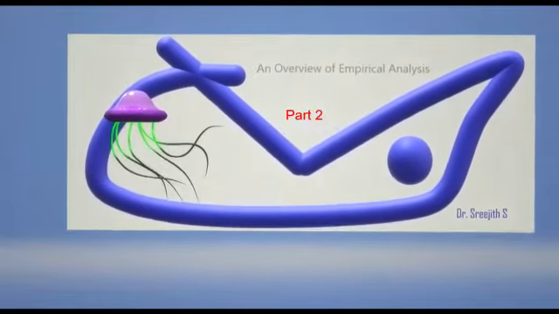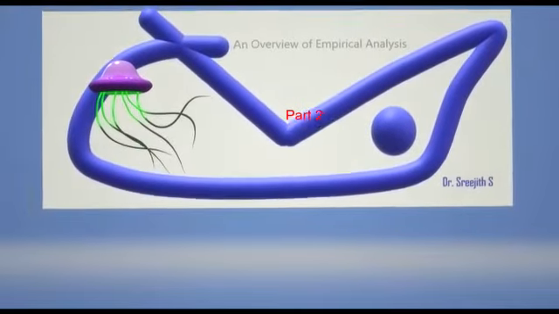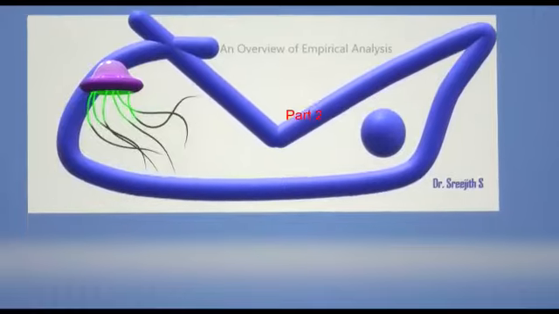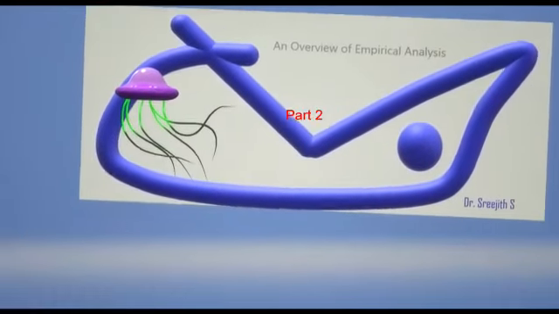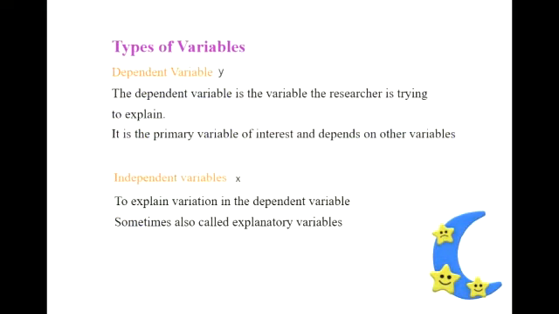Types of variables. In empirical research, we distinguish two main types of variables, that is, dependent variable and independent variable. Dependent variable. The dependent variable is the variable the researcher is trying to explain.